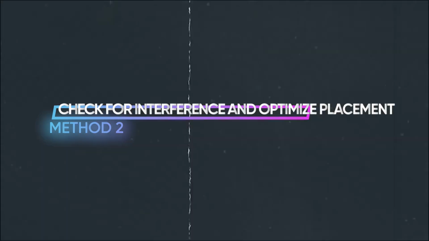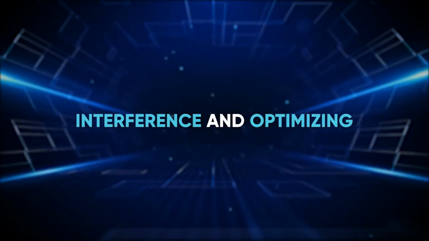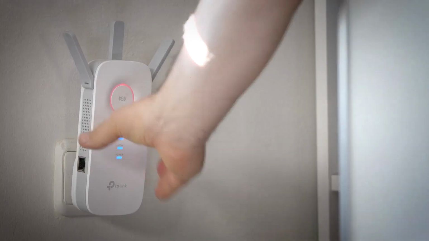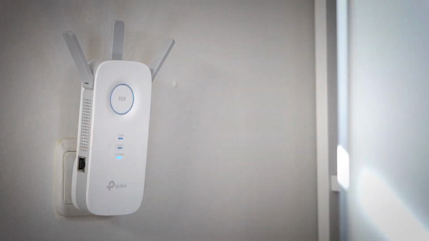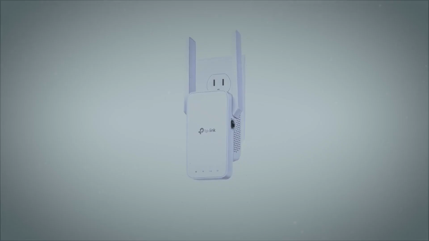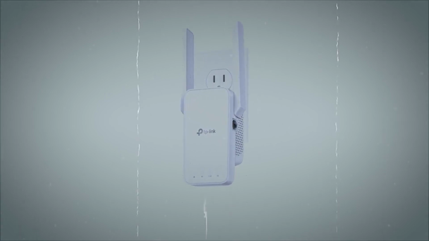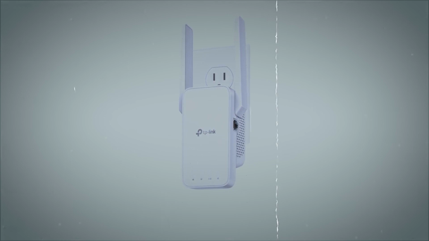Method 2. Check for interference and optimize placement. Next up is checking for interference and optimizing your router's placement. Wi-Fi signals can be obstructed by physical barriers and electronic devices. Place your router in a central location, ideally elevated and free from obstructions like walls, metal objects, or large appliances.